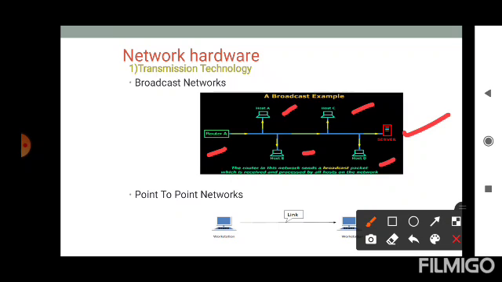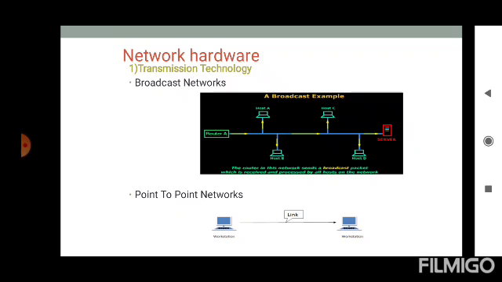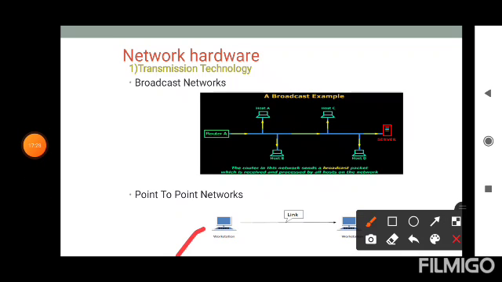Then second is point-to-point network. Communication between two directly interconnected devices is referred to as point-to-point communication. A point-to-point connection provides a dedicated link between two devices as shown in this figure. See these figures. First is workstation linked to another workstation. Then a point-to-point network consists of many connections between individual pairs of machines.